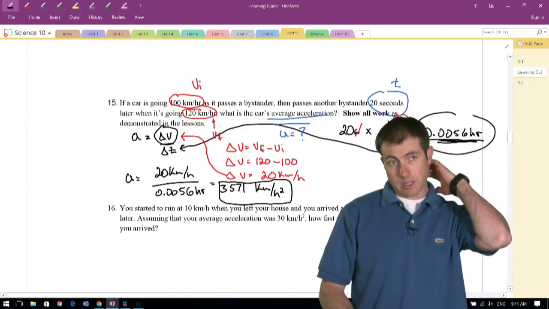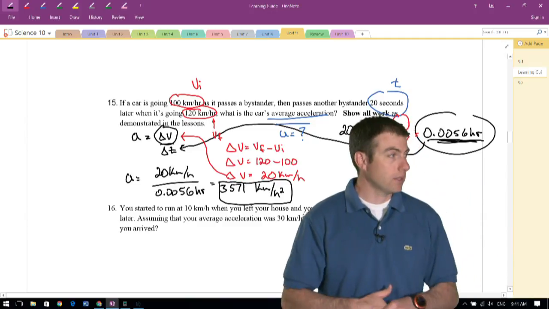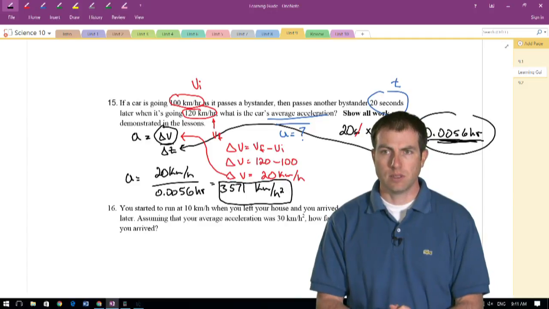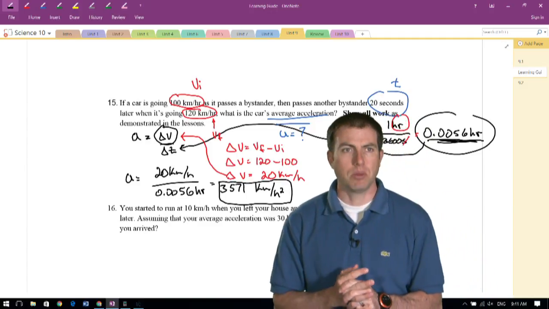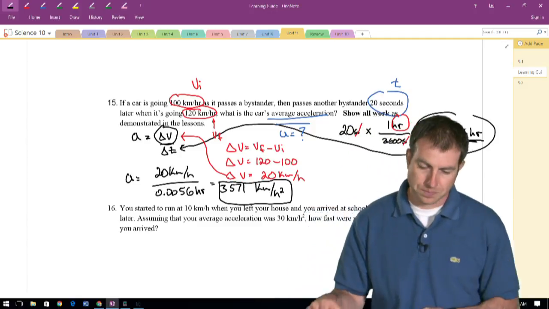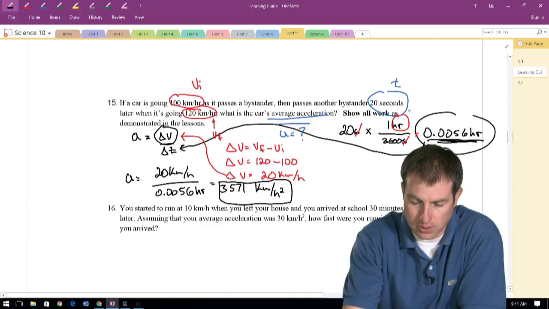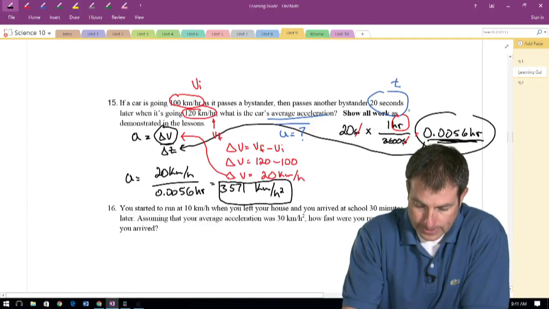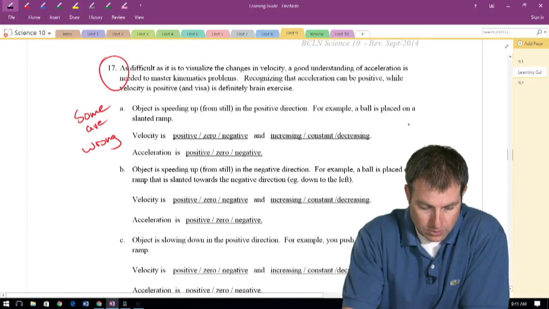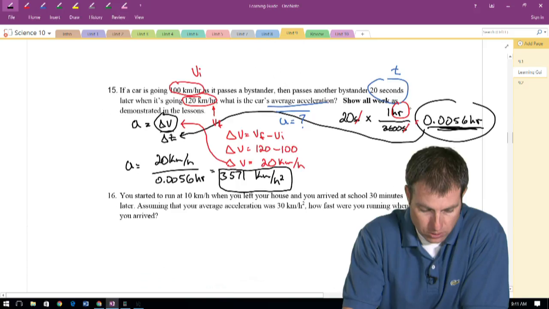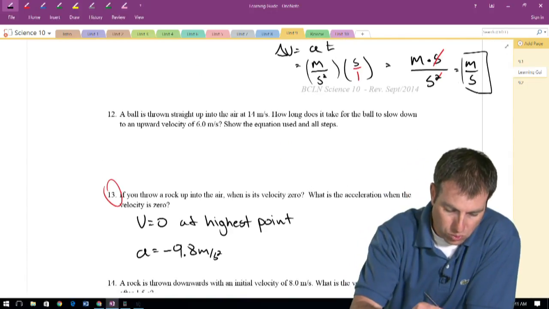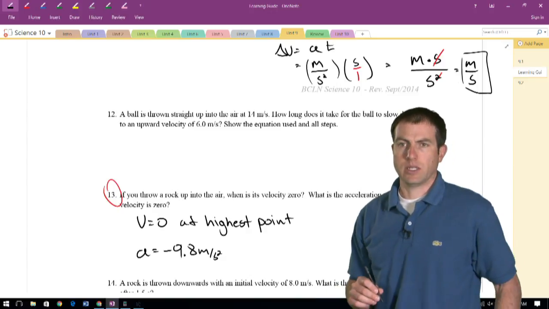All right. Does anybody have any additional questions from that section, 9.1? Anything else? Maybe I'll just pick a couple of the objects in free fall, and I'll go through those, and then we'll look at the next section. Let's do number 12.